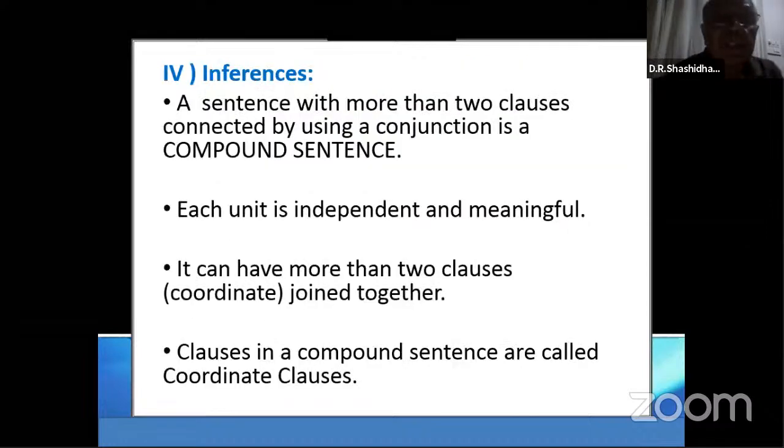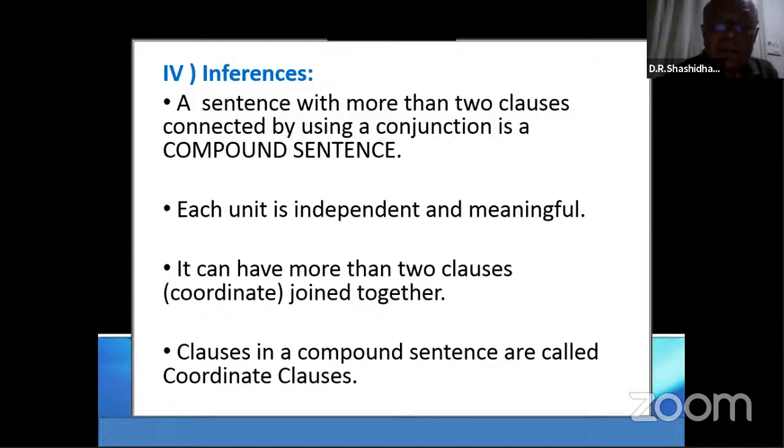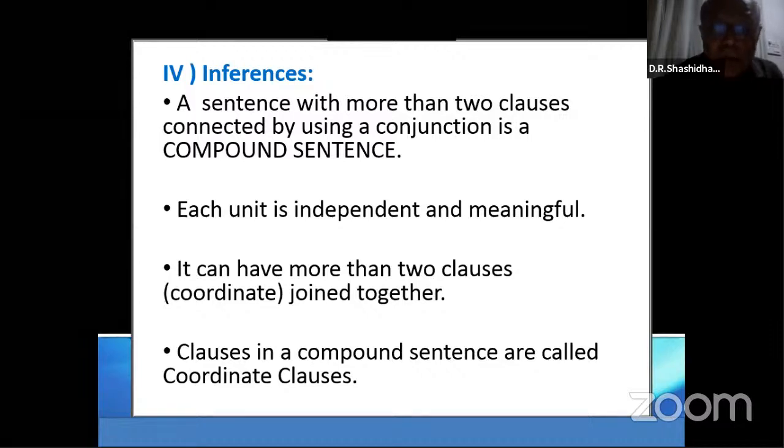The inferences: a sentence with two or more clauses connected by using a conjunction is a compound sentence. Each unit is independent and meaningful. It can have more than two clauses, which we call coordinate clauses, joined together. Okay, that is the last one. Clauses in a compound sentence are called coordinate clauses. Next one. Next, fifth one. Shall we go on to the next slide?